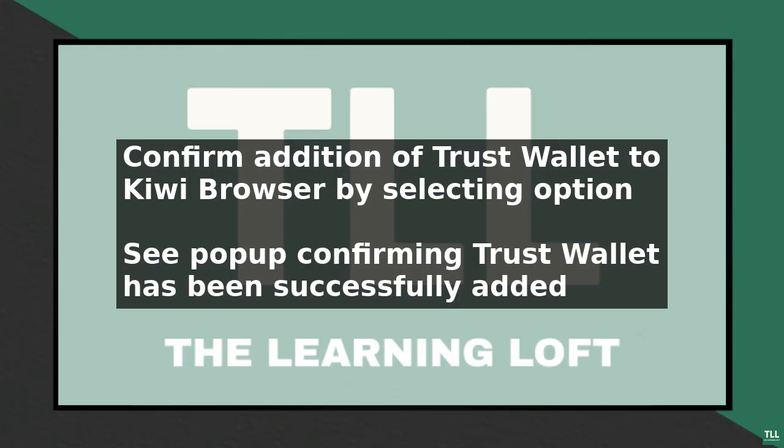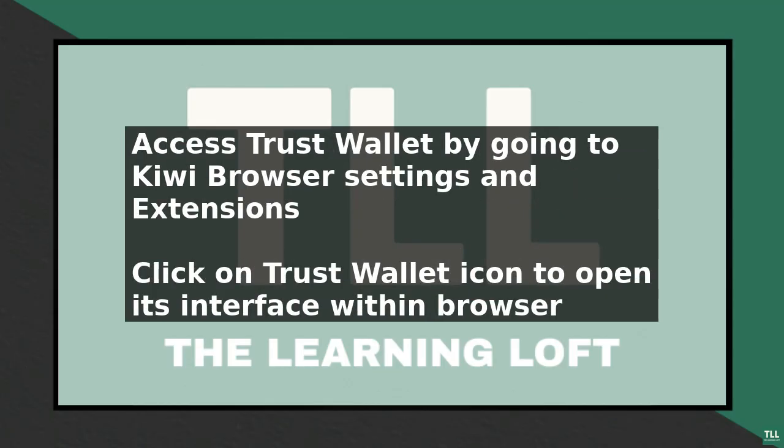To use Trust Wallet, click on the Trust Wallet icon in the extensions list. This will open the Trust Wallet interface. Within the Kiwi browser, you can now use Trust Wallet to manage your cryptocurrency and interact with decentralized applications.